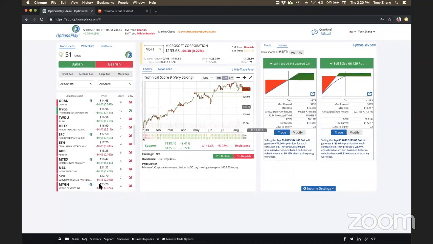Do I have to open a brokerage account with you to use the trading platform? No, you do not have to open a brokerage account with us at all. You open your brokerage account wherever you want to trade, and you utilize our tools to help you do your trading at your brokerage firm.